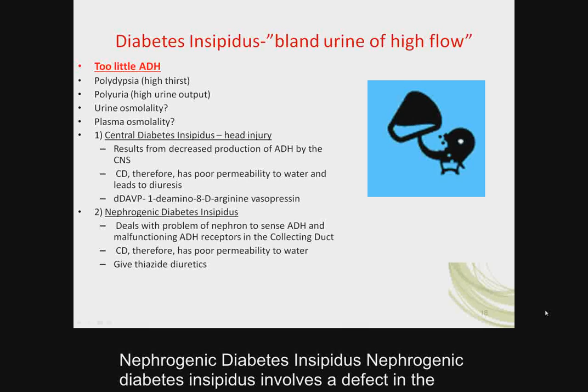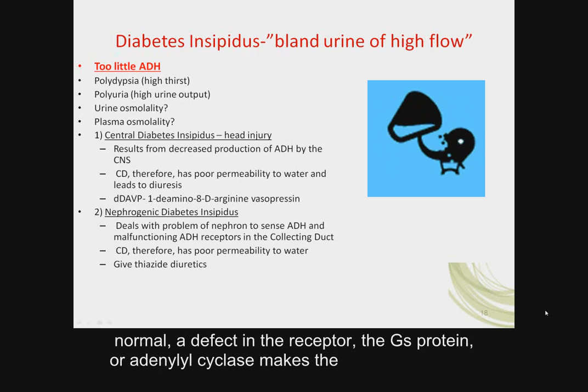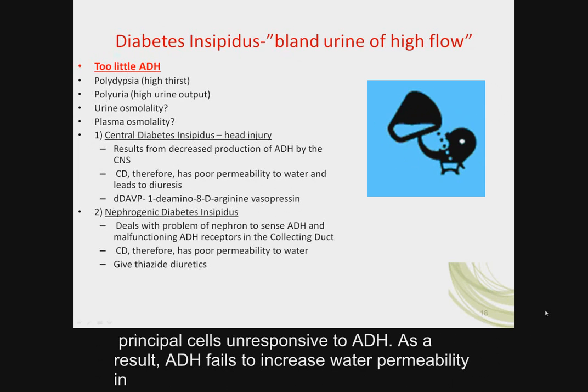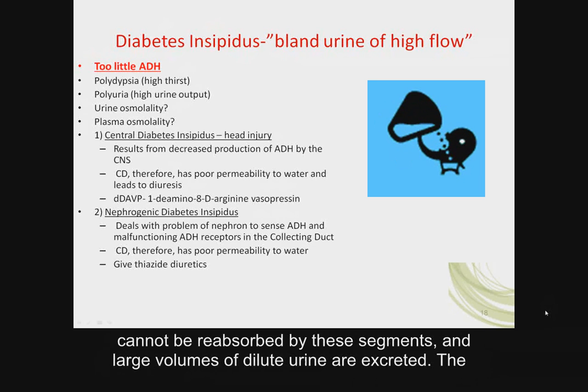Nephrogenic diabetes insipidus involves a defect in the response of the kidneys to ADH. Although ADH secretion from the posterior pituitary gland is normal, a defect in the receptor, the G protein, or adenylyl cyclase, makes the principal cells unresponsive to ADH. As a result, ADH fails to increase water permeability in the late distal tubule and collecting ducts. As in central diabetes insipidus, water cannot be reabsorbed by these segments, and large volumes of dilute urine are excreted.